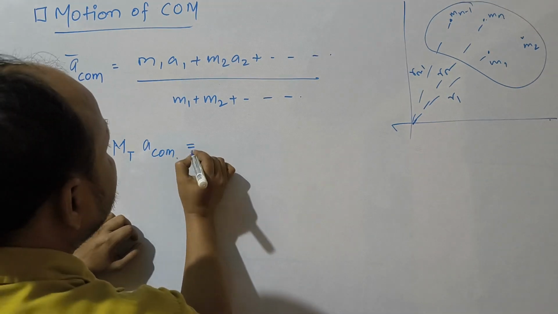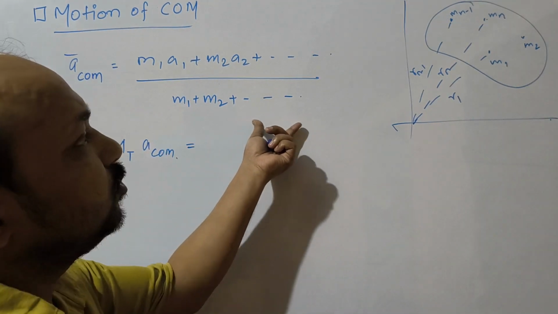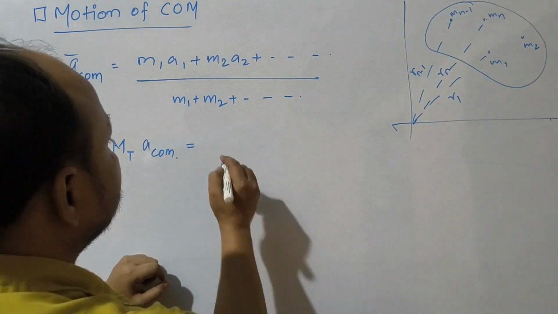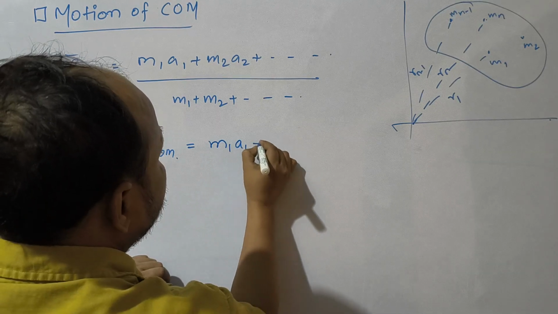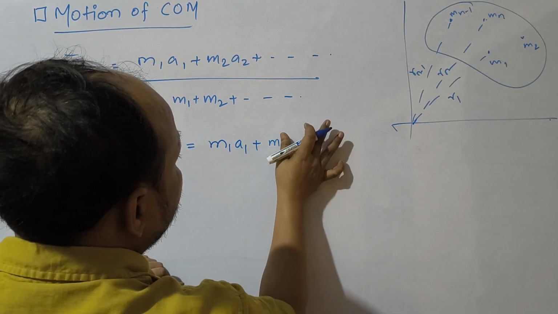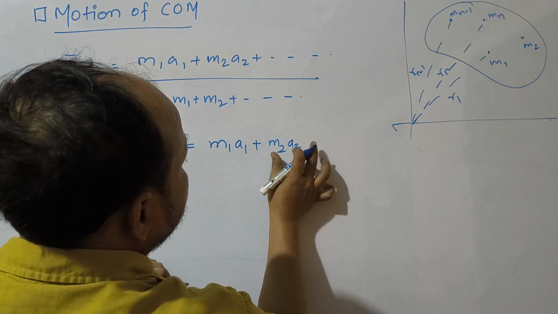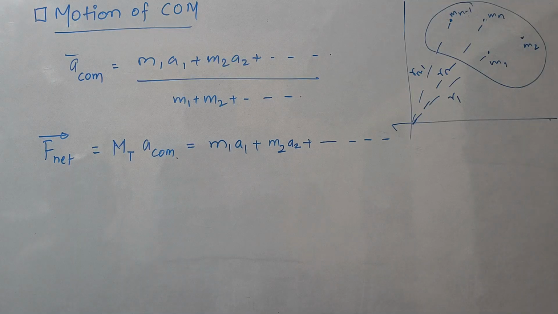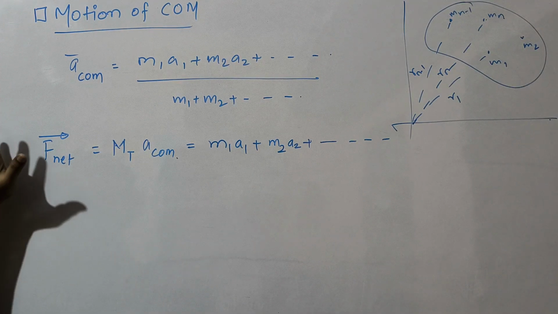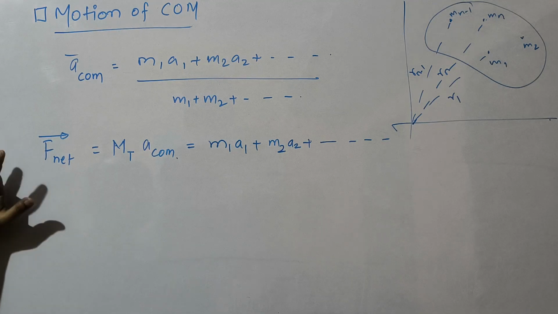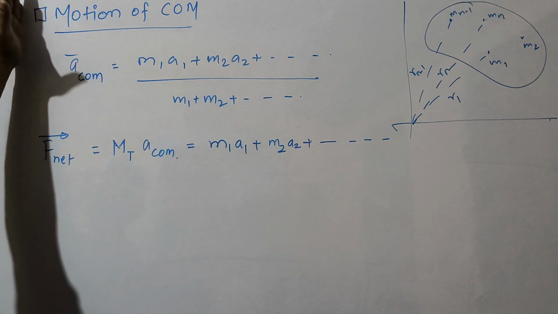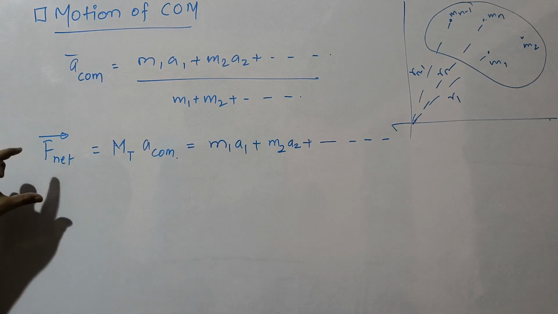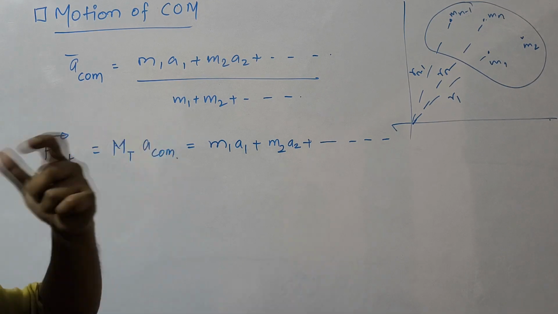Also we can write the sum of the forces acting on the individual masses in this way, like m1a1, m2a2, m3a3, mnan. So this is the basic thing. Till now we are aware of these formulas. Now what we will study in motion of center of mass, let's discuss a condition when the net force on the system will be 0.